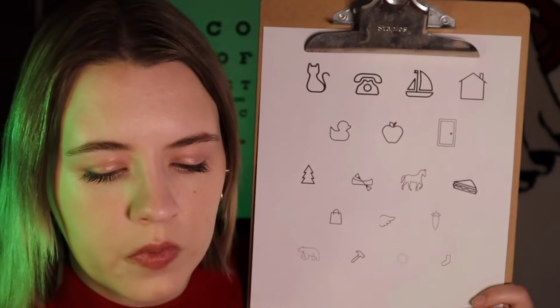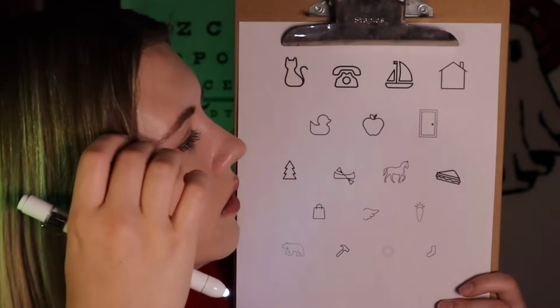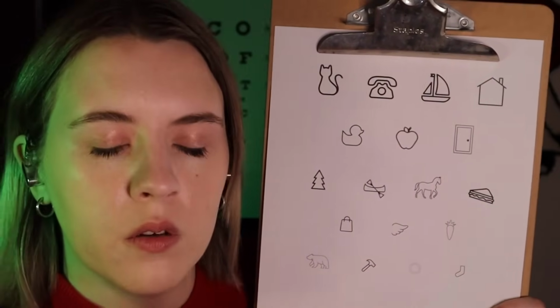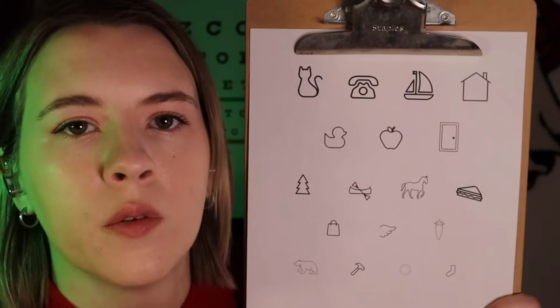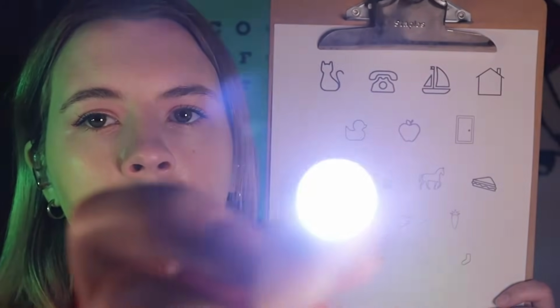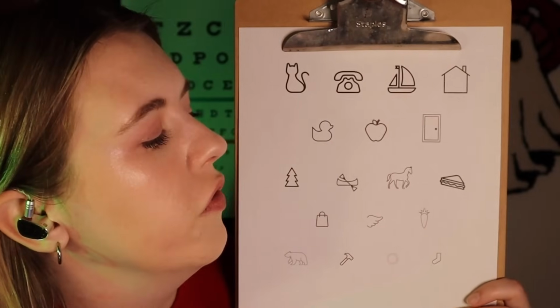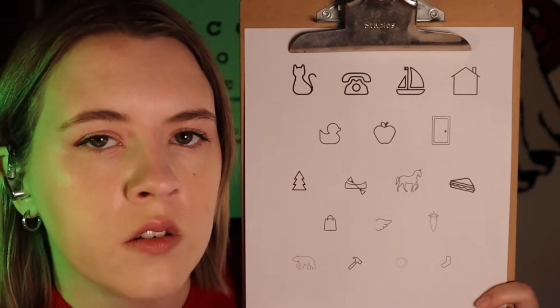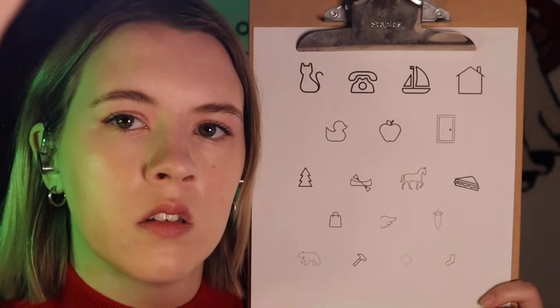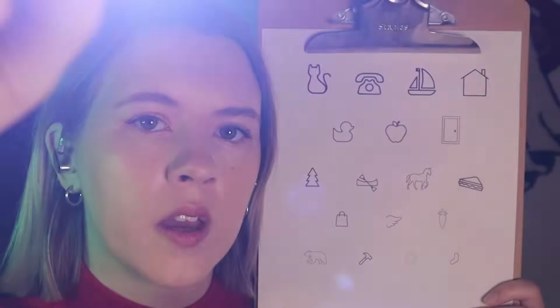Okay, very good. So now I am going to use a light to shine into your eyes as you're doing this. First I would like for you to focus on the house. Good. Keep focusing on the house. Good. Okay. Now can you move your gaze to the horse? Good. And back to the house.